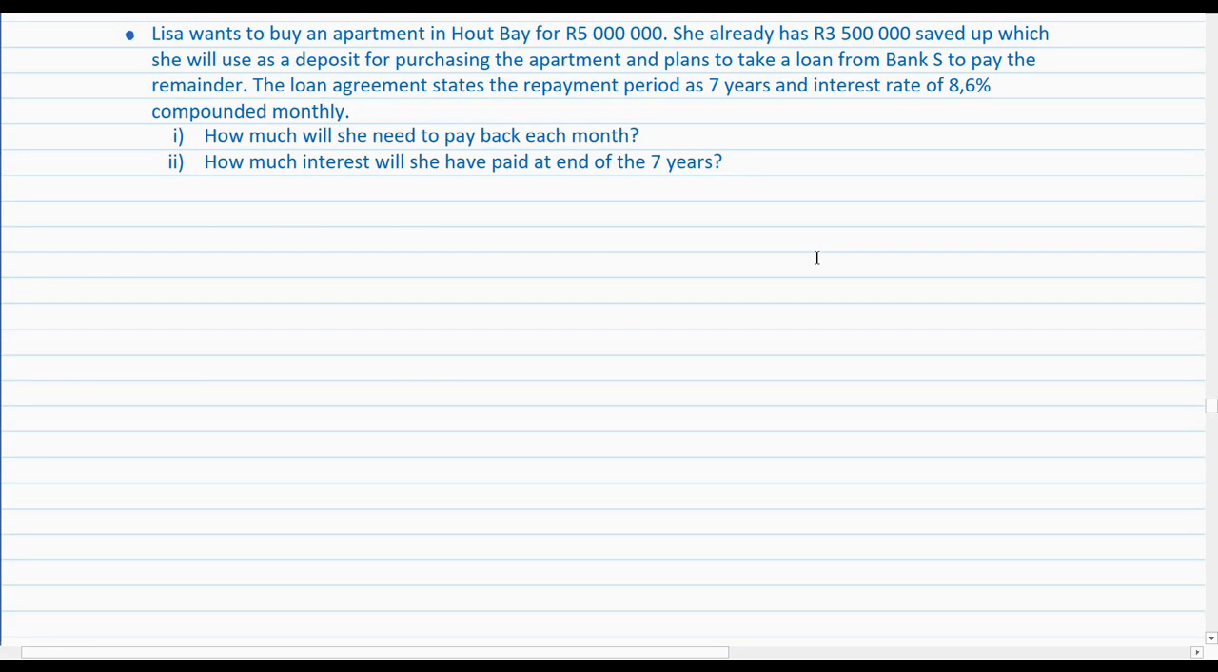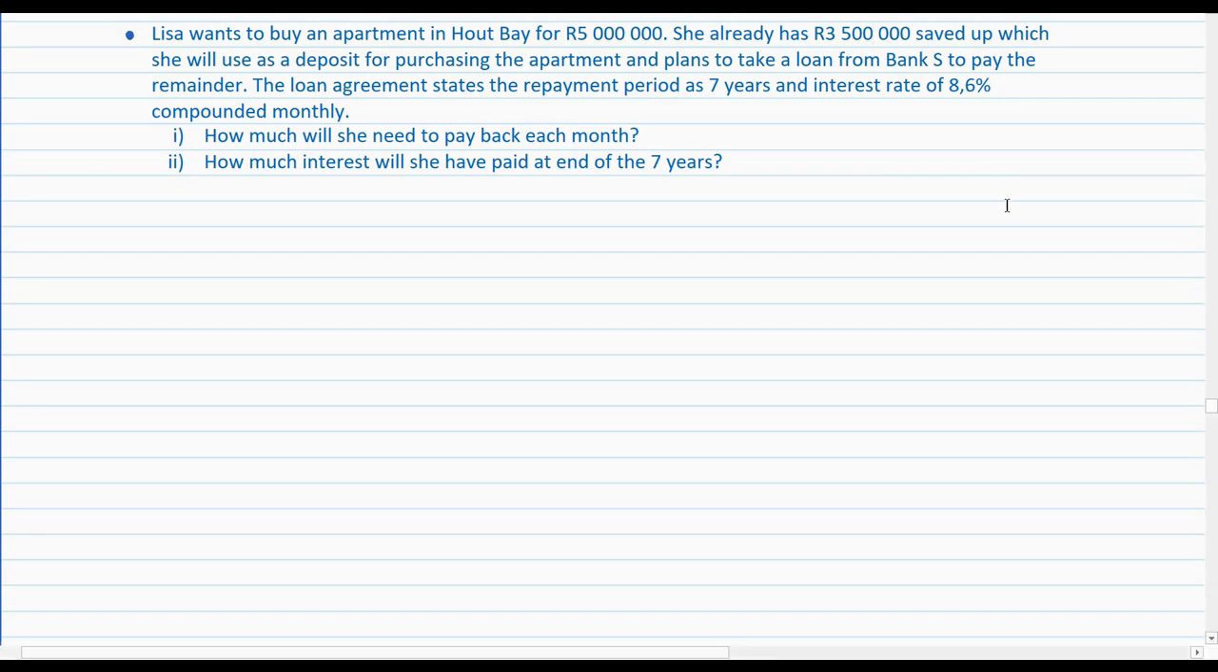Lisa wants to buy an apartment in Hout Bay for 5 million Rand. She already has 3.5 million Rand saved up, which she'll use as a deposit for purchasing the apartment, and plans to take a loan from Bank S to pay the remainder. The loan agreement states that the repayment period is 7 years and the interest rate is 8.6% per annum compounded monthly. The first part asks how much you would need to pay back in each monthly installment.